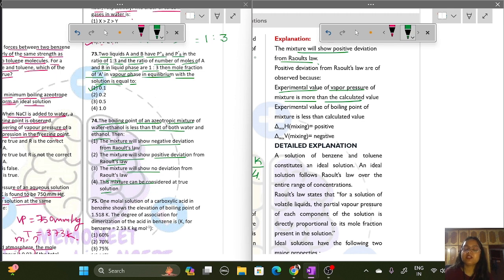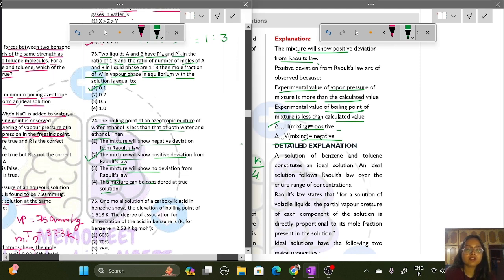For positive deviation, the value should be greater than the expected value in Raoult's law. Therefore, only such a solution will show positive deviation. Here delta H mix is positive and delta V mix is positive, which means option number 2, the mixture will show positive deviation from Raoult's law. This is the correct option.